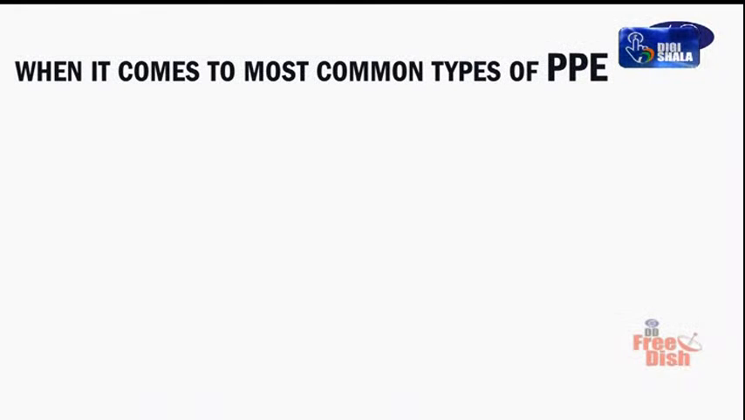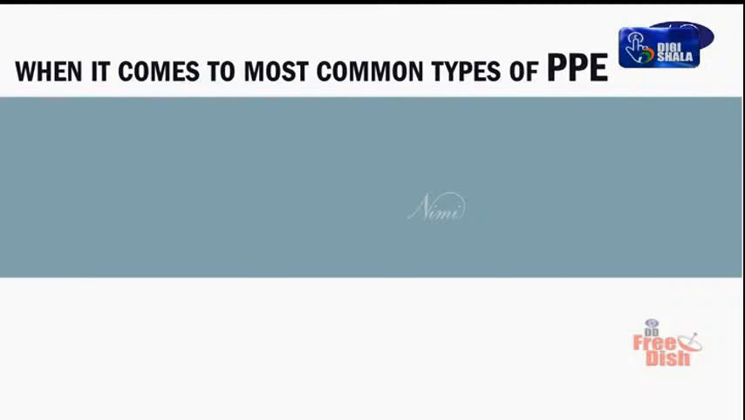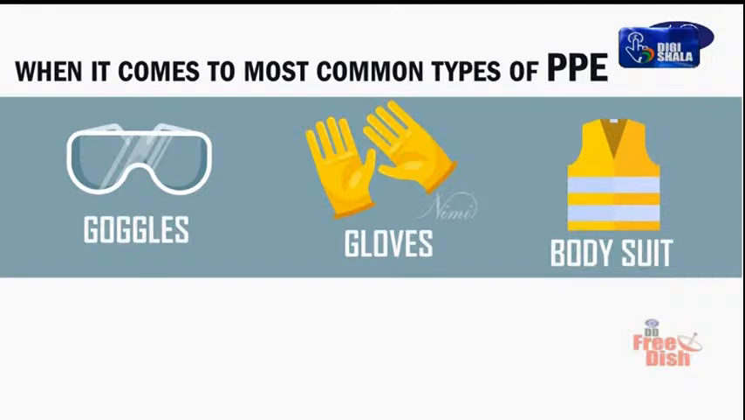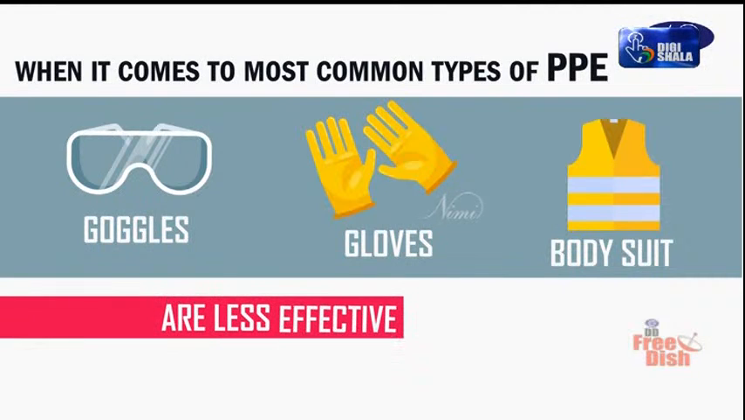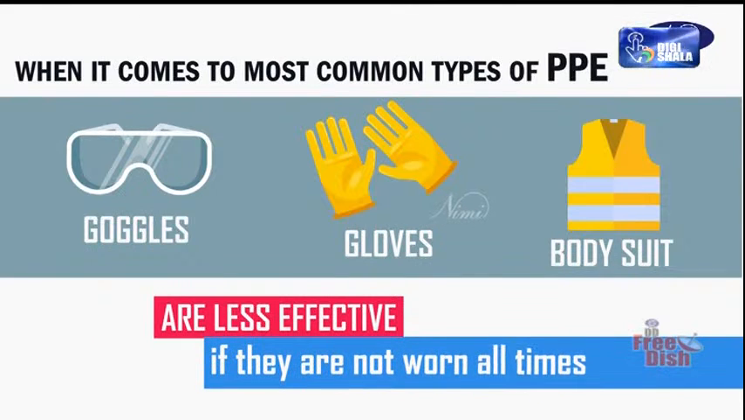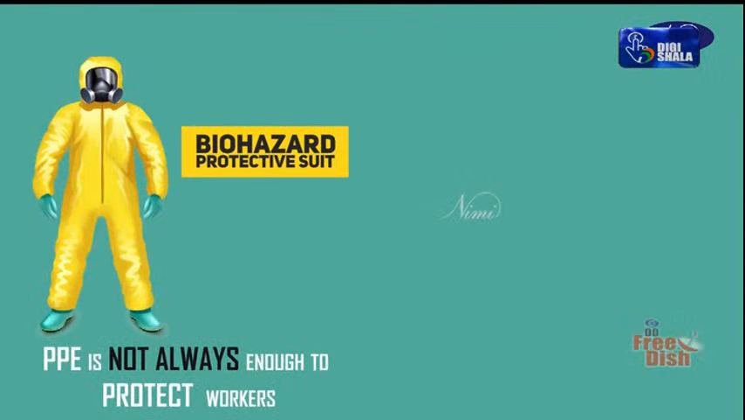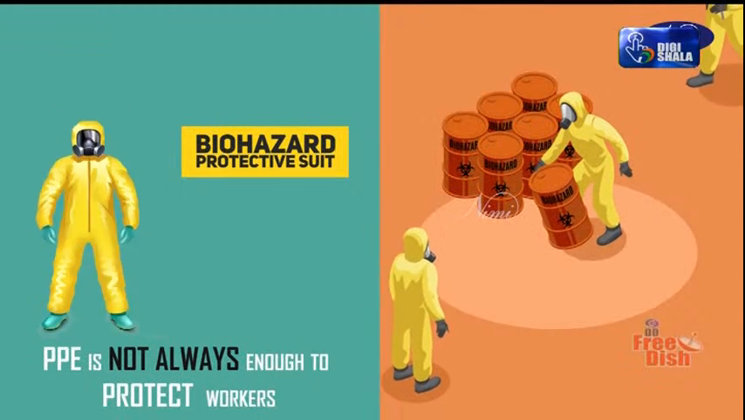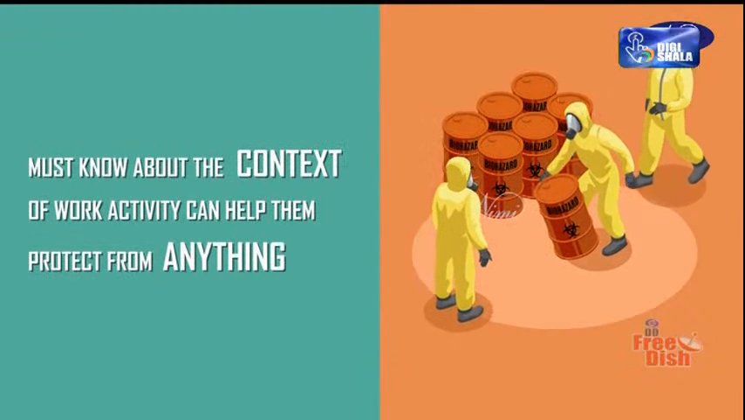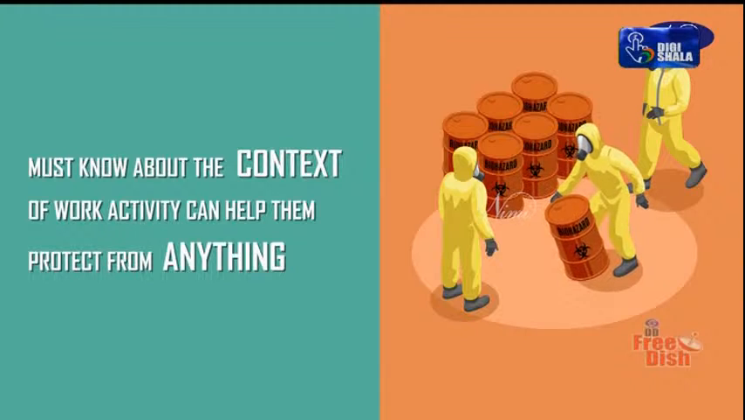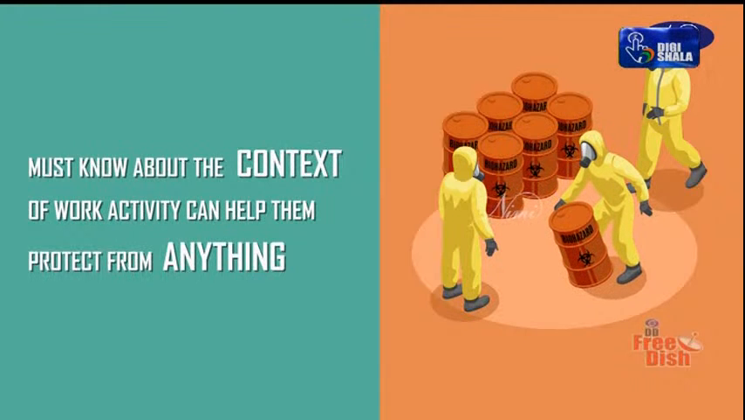When it comes to the most common types of personal protective equipment like goggles, gloves or body suits, these items are much less effective if they are not worn at all times or whenever a specific danger exists in a work process. Personal protective equipment is not always enough to protect workers against workplace danger. So, knowing more about the overall context of their work activity can help them to fully protect themselves from anything that might threaten health and safety on the job.